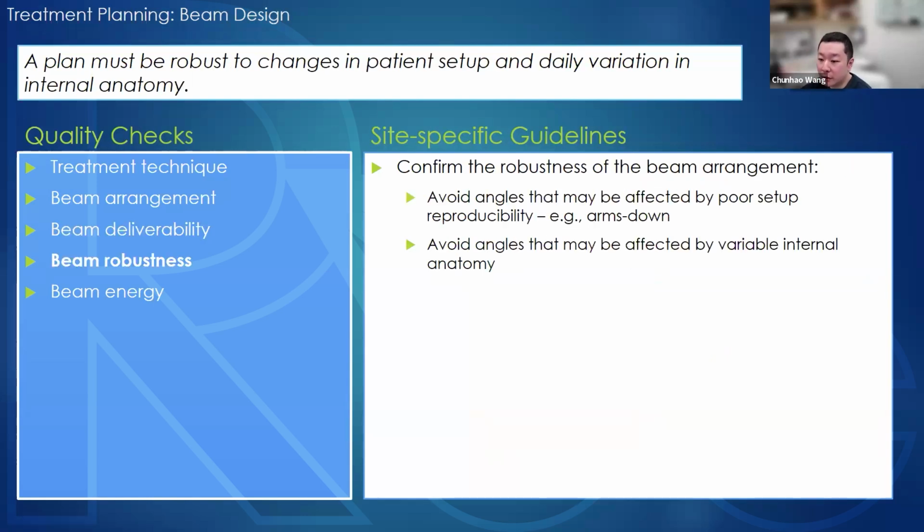So for beam robustness, we want to confirm the robustness of the beam arrangement in terms of avoiding angles and minimizing the impact of poor setup reproducibility, such as arm down, and we want to avoid angles that may be affected by variable internal anatomy.